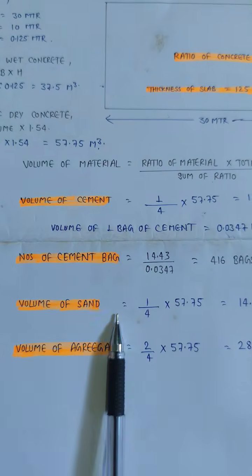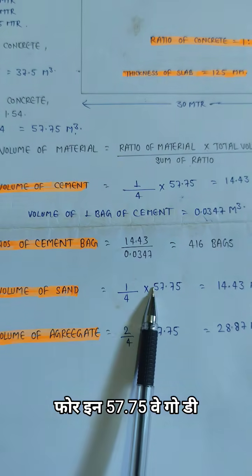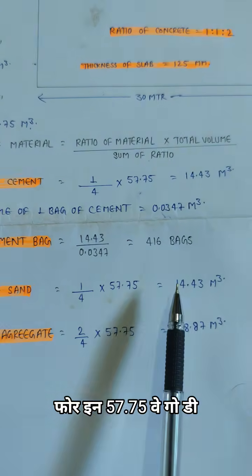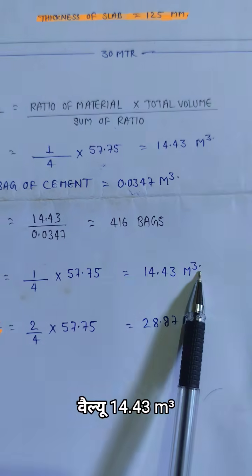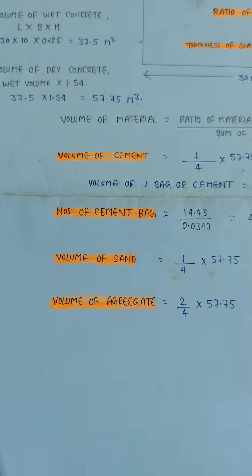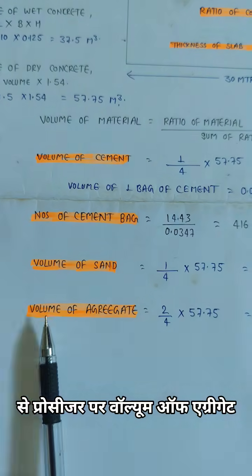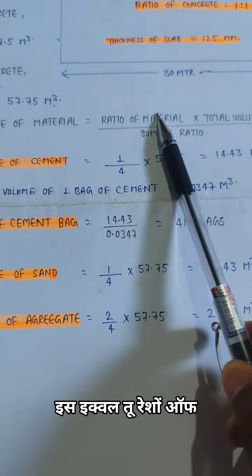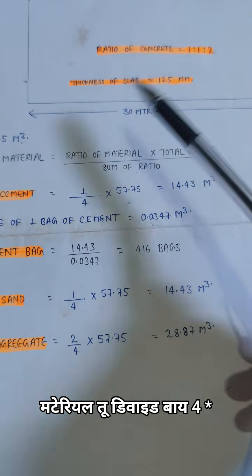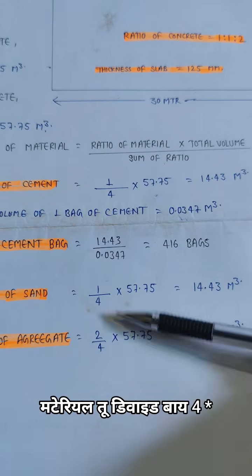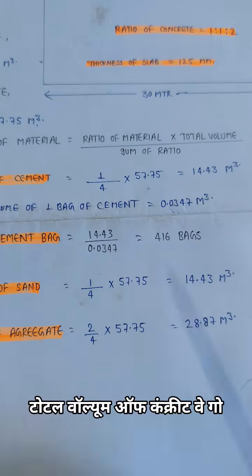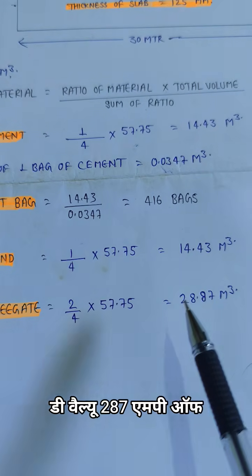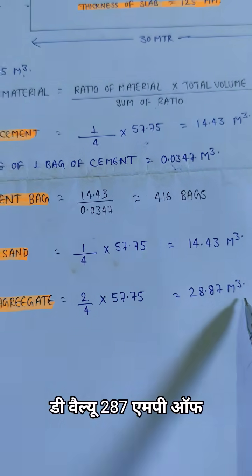Now volume of sand is equal to 1 by 4 into 57.75. We got the value 14.43 m3. Now we follow the same procedure for volume of aggregate, which is equal to ratio of material, 2 divided by 4, into total volume of concrete. We got the value 28.87 m3 of concrete.